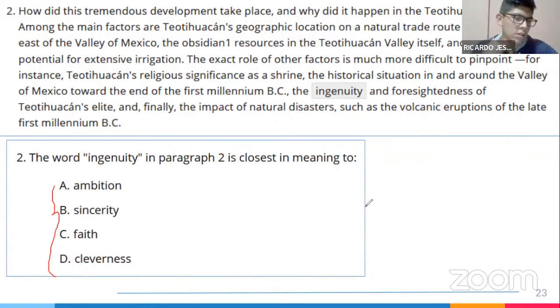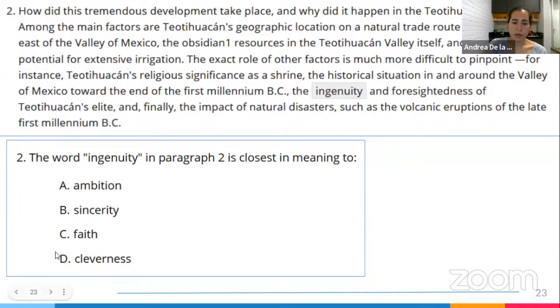It could be cleverness. Okay, good. It could be cleverness, Steve. How sure are you? Are you 100% sure that it's cleverness? I think everyone is going for D, right? Cleverness. Are you guys totally sure that cleverness is the only synonym out of these 4 options for the word ingenuity?